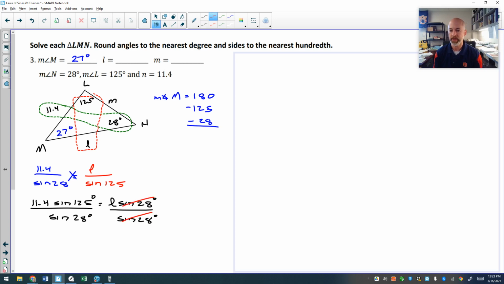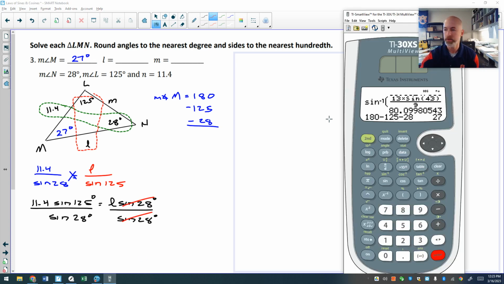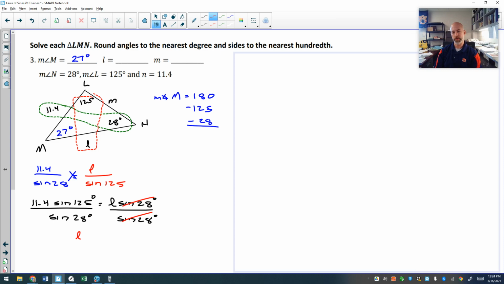So here's my calculator, and I do it all in one big step. Now I'm not solving for an angle this time. There's no inverse trig needed. So it's just going to be straight up 11.4 times the sine of 125. And I am in degree mode, so we're good there. Go down to my denominator. And I need to punch in the sine of 28 in the denominator. That looks like it is correct. Hit enter, and I'm getting 19.89. So L equals 19.89. I apparently decided to swap to red here.